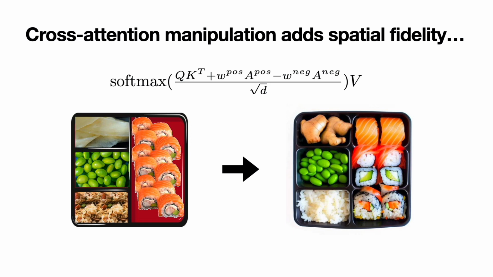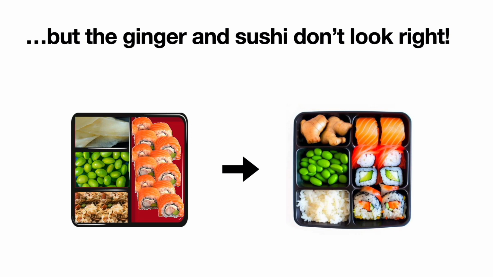With cross-attention manipulation, all the objects now show up in the right places. But the ginger and sushi don't look like what I wanted. I had sliced ginger in mind, not whole ginger.